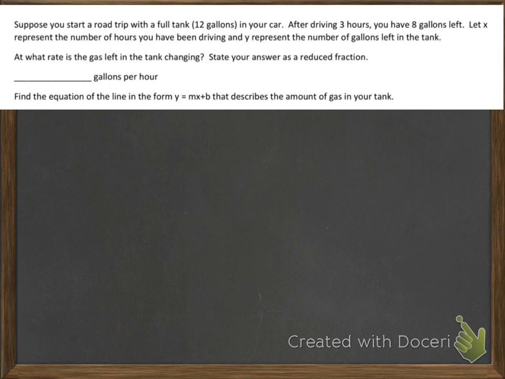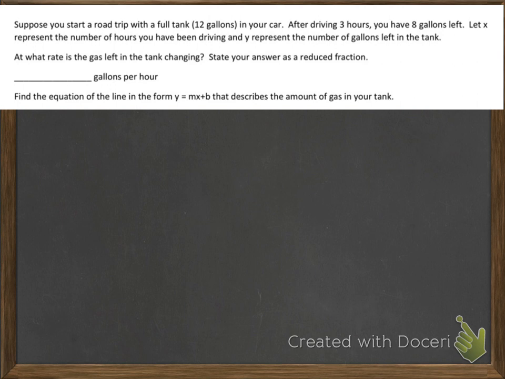It says, suppose you start a road trip with a full tank, 12 gallons, in your car. After driving 3 hours, you have 8 gallons left. Let x represent the number of hours you've been driving, and y represent the number of gallons you have left in the tank. At what rate is the gas left in the tank changing?